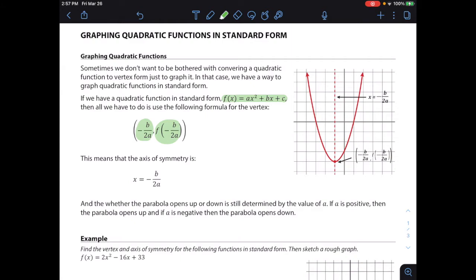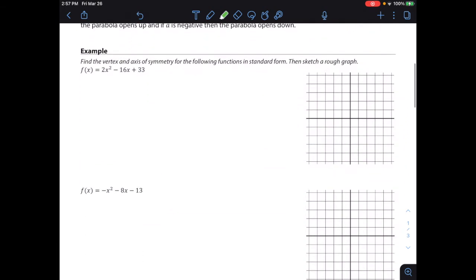And then the axis of symmetry is the same as it is when we have vertex form. It is just the x value of our vertex, and you can see that here. And the value of a, whether it's positive or negative, still determines whether the parabola opens up or down.